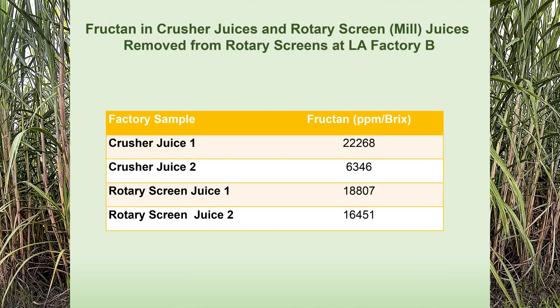We then went to another factory, and we mentioned these results, and the first response was, we're not surprised. They gave us some crusher juices and some rotary screen juices from the mill because they had been having slime issues. And you can see in the rotary screen juices very high amounts of fructan, so obviously it contributes to the slime in the mill. The crusher juices had various amounts of fructan, but that does tell us that the fructan is coming into the factory with the extraction, the crusher juice. So we know it's coming in. It may also be forming in the factory.